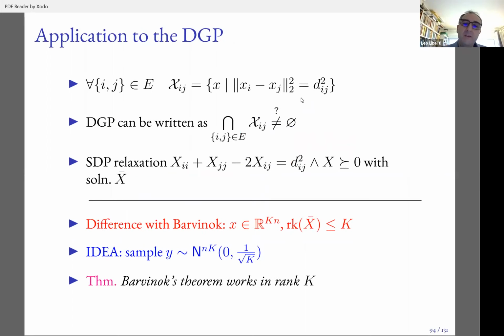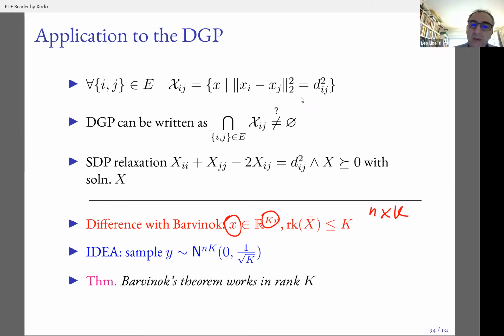In order to apply this to the distance geometry problem, there is an added difficulty, i.e., we don't have vectors in R^n, we have matrices in R^{kn}, or rather n times k, as I said before. Okay, so this is the difference.